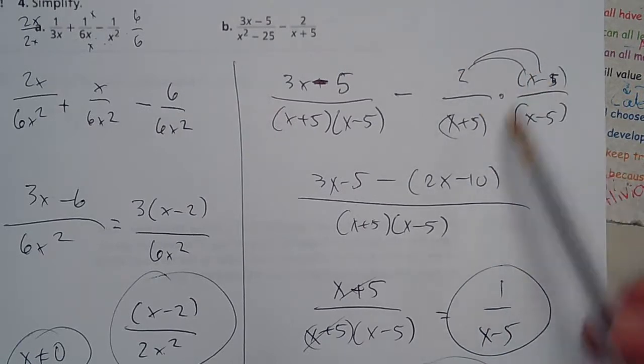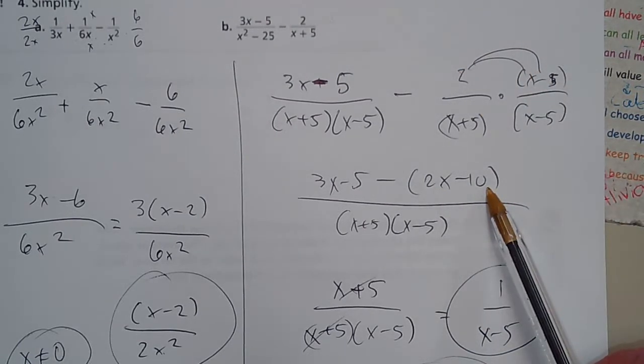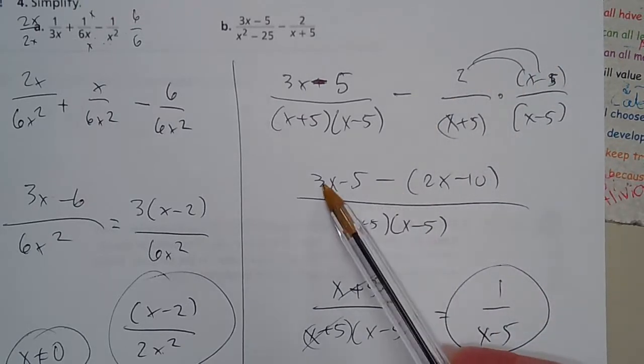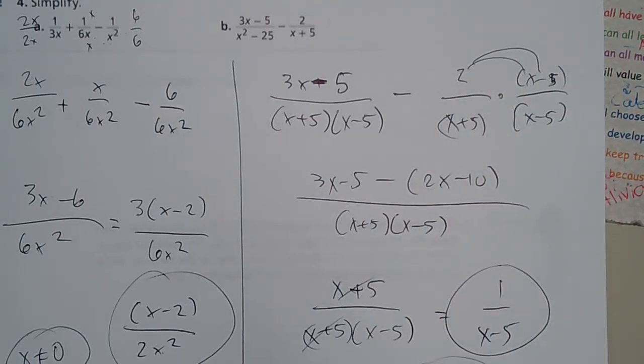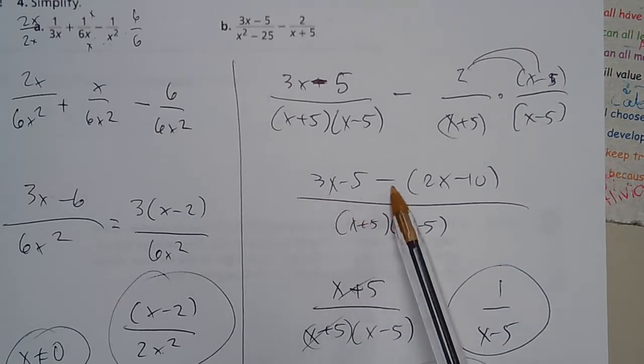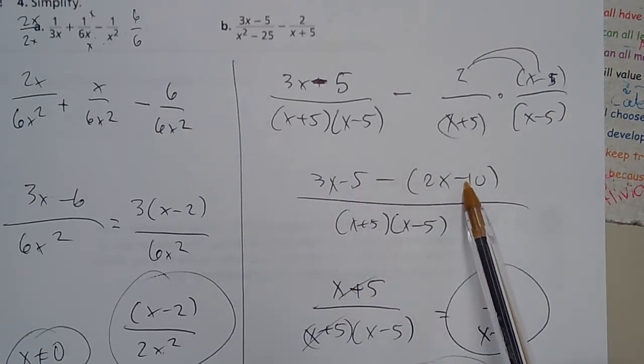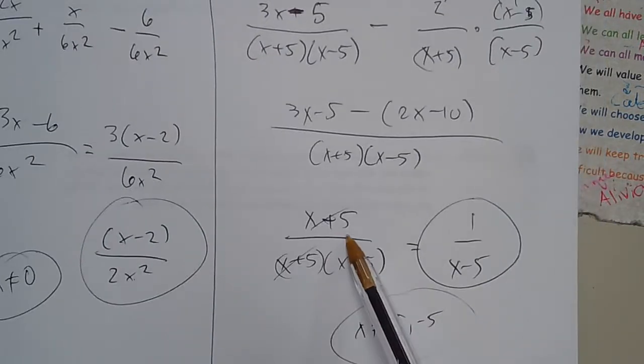So I distributed my 2 and got 2x minus 10. And then I made sure I subtracted that as a quantity because I'm subtracting all of this from the 3x minus 5. From there, I combined my like terms. So 3x minus the 2x was x. Negative 5 minus a negative 10, which is plus 10, is a positive 5.